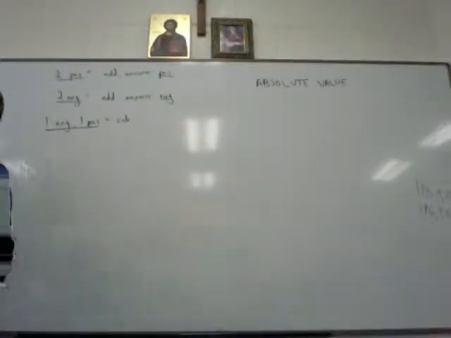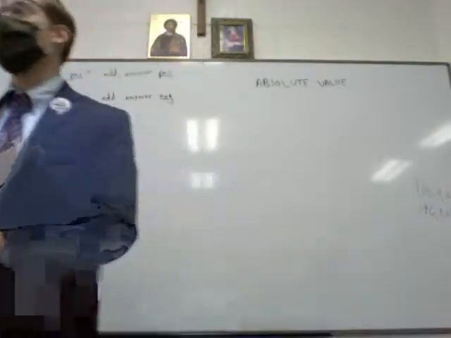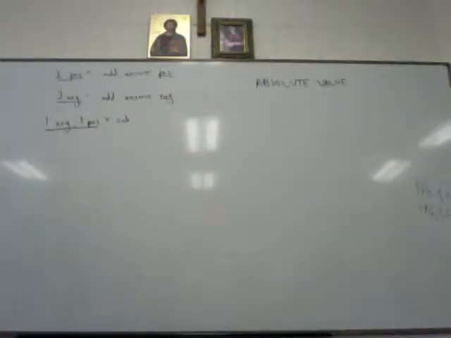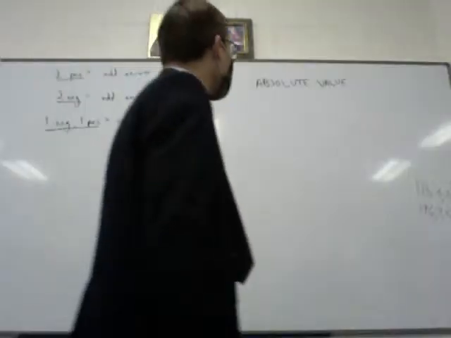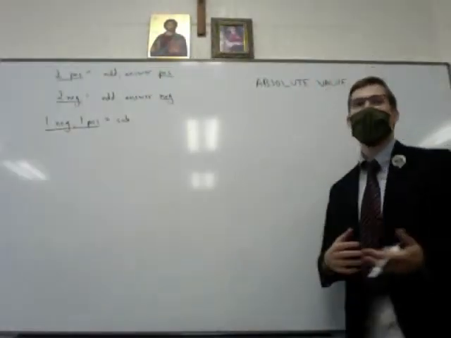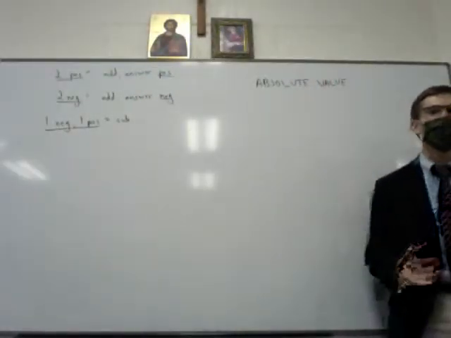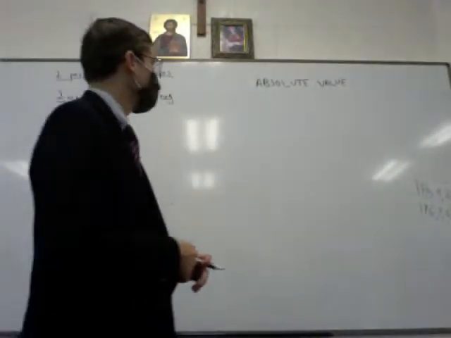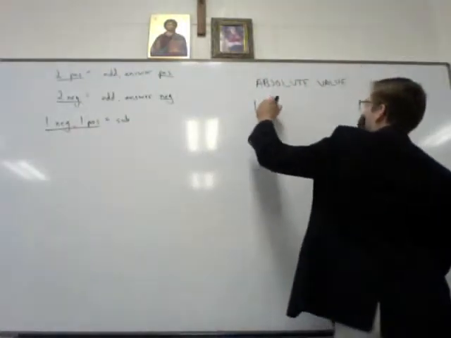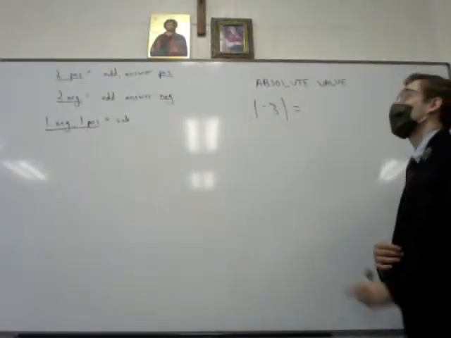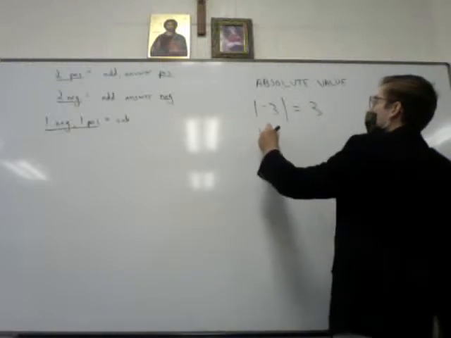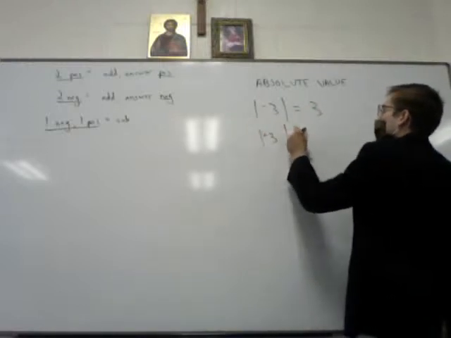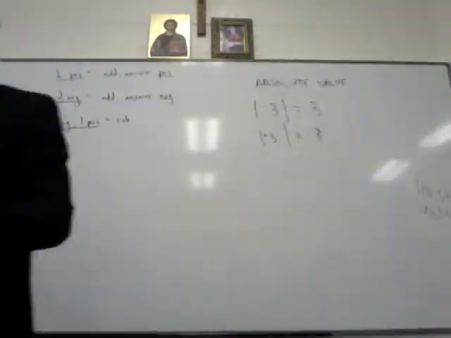So anytime you take the absolute value of a number, you're always going to get a positive. Always positive. If it's negative, you make it positive. So what's the absolute value of negative 3? The absolute value of negative 3 is 3. What's the absolute value of positive 3? 3. They're both the same.